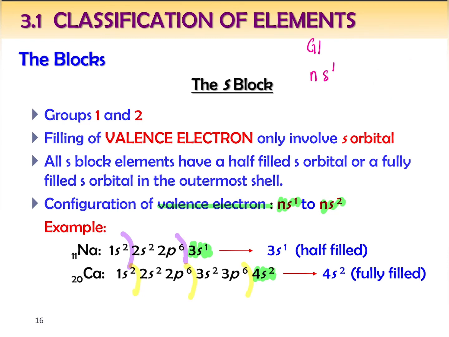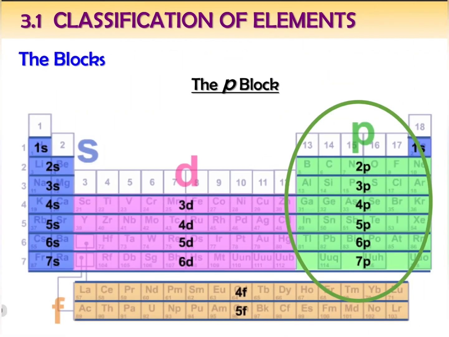Okay, so for example, you have sodium. Sodium, dia akan jadi 3s1. Ini valence electron. So you can see here, okay, ada satu valence electron, maksudnya di group 1. So kalau calcium, when you fill in electron, ada 20 electron. And then last kali kamu akan fill in dekat 4s2. So maksudnya dia adalah period 4, S block, and group 2.